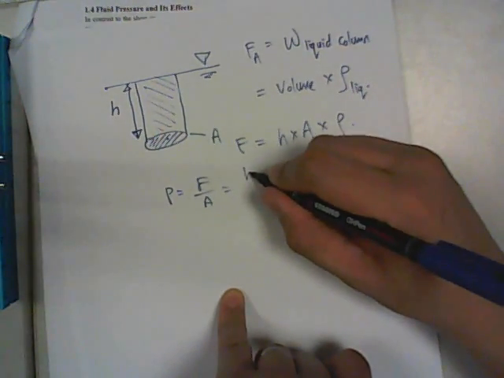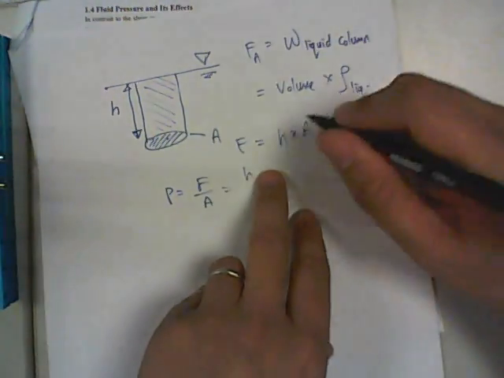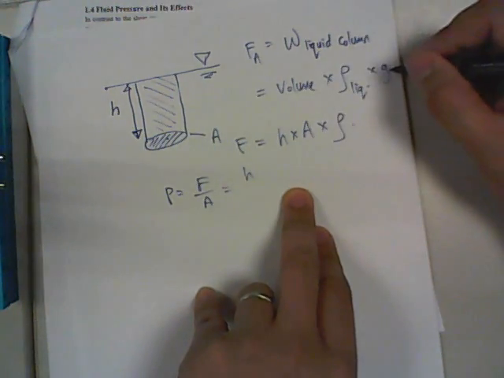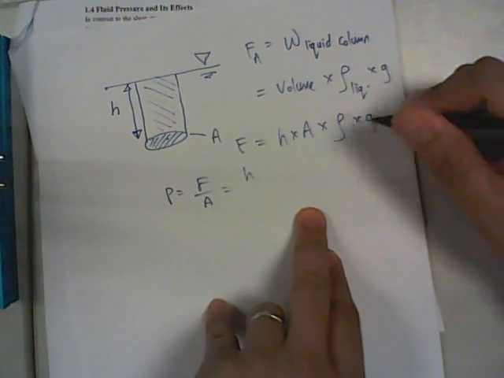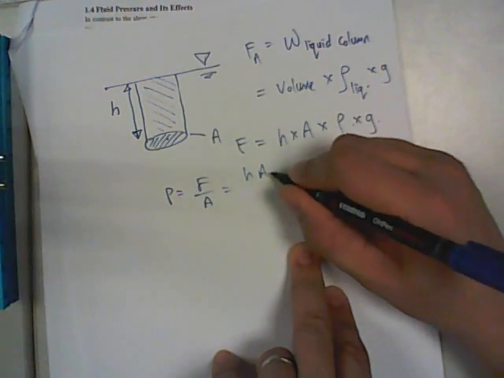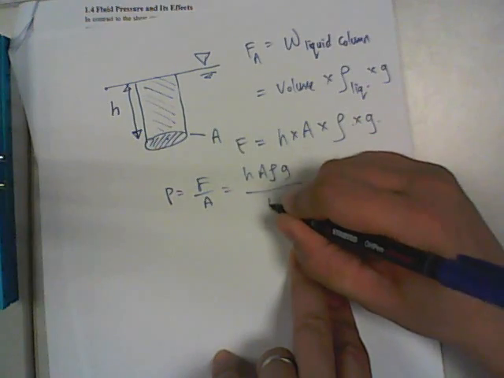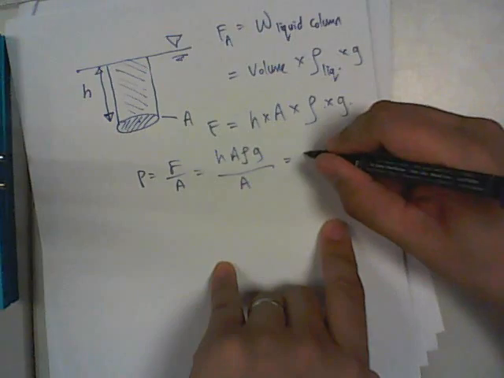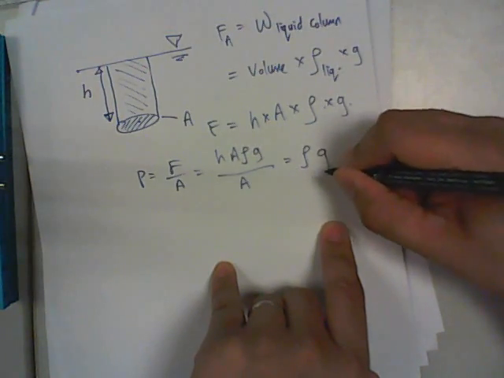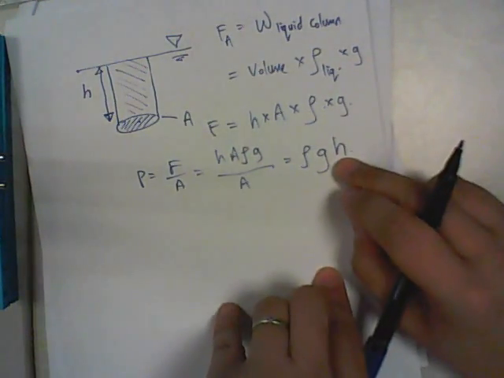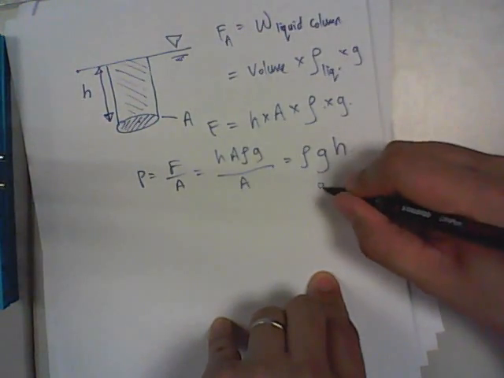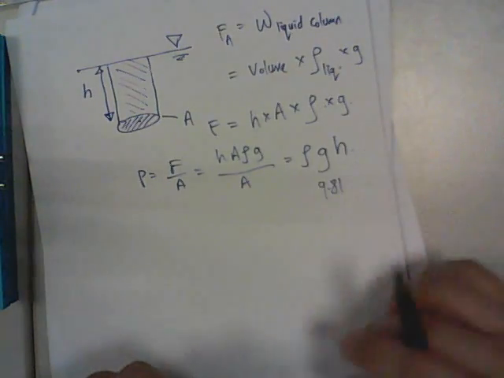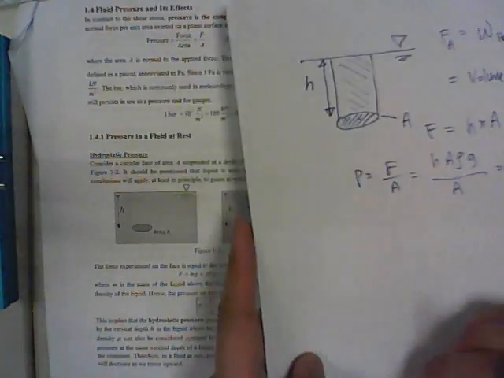So in fact, the pressure is h A rho. Wait, I forgot a g over here, because it is mass times gravity. So it's h A rho g over A. In fact, pressure can be simplified into rho g h. This h is the depth, this g is gravitational acceleration, which is 9.81, and this rho is the density of the fluid. So this is your hydrostatic pressure.